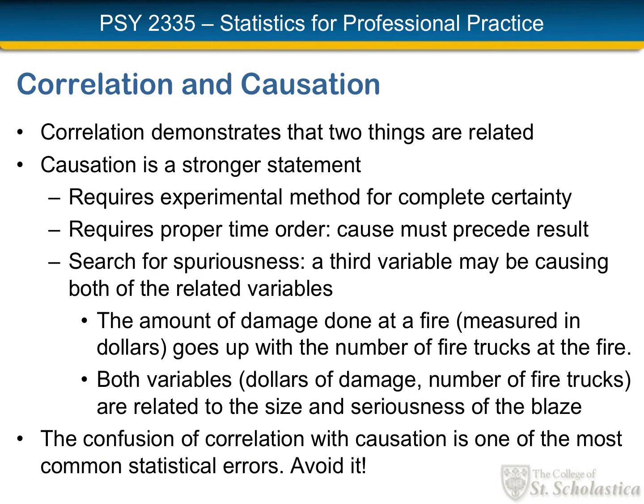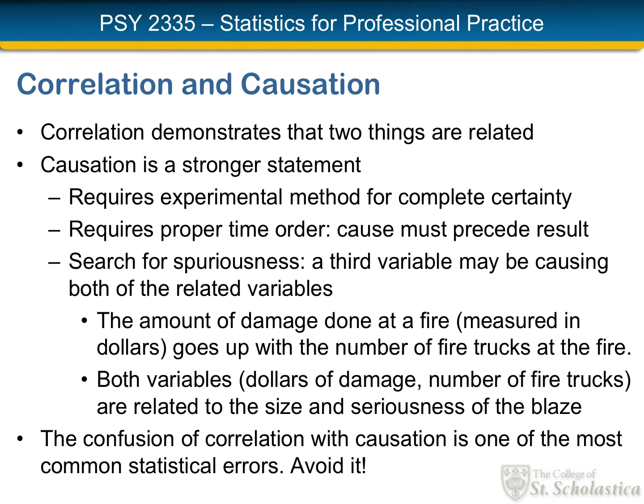So examples include the fact that the number of fire trucks who go to a fire is an excellent predictor of how much damage is done at the fire. The problem is that both variables, the dollars of damage and the number of fire trucks, are probably related to the size and the seriousness of the blaze. Lots of things that we see correlated have that characteristic. We see that crime rates go up in the summer, and so do ice cream sales, and so people have said that maybe ice cream causes crime. But in fact, of course, with heat, more people buy ice cream and more people are out on the streets.